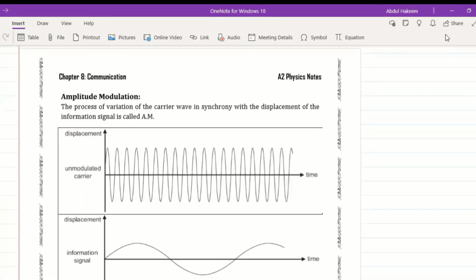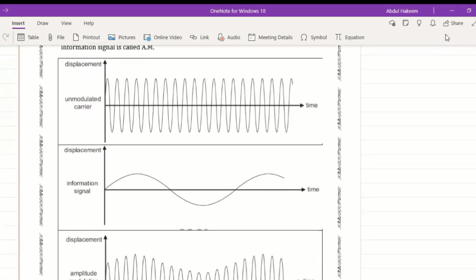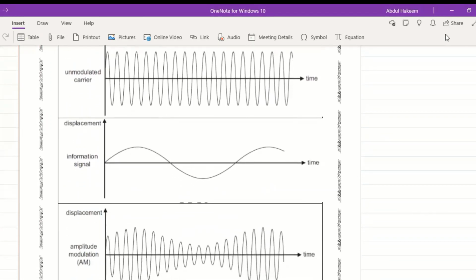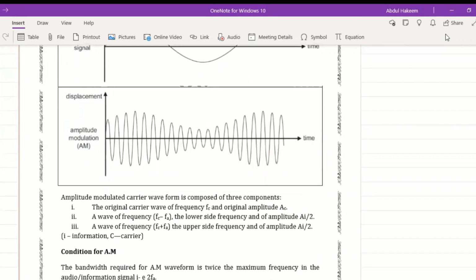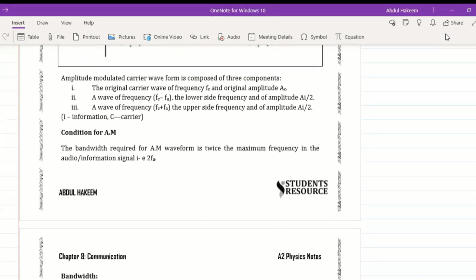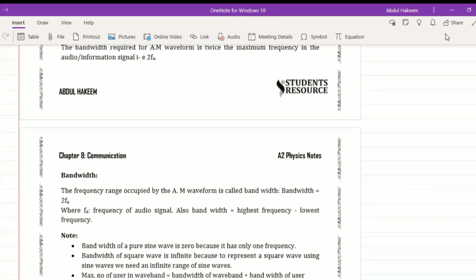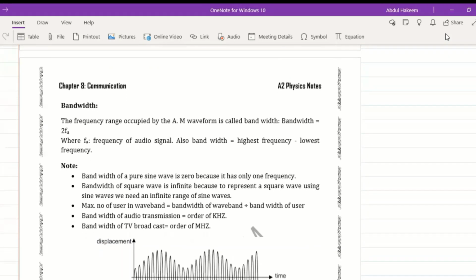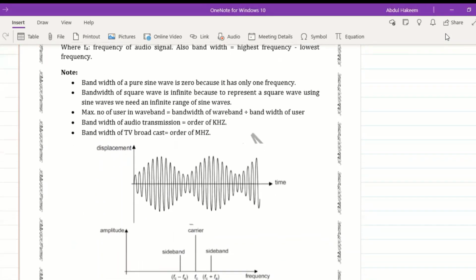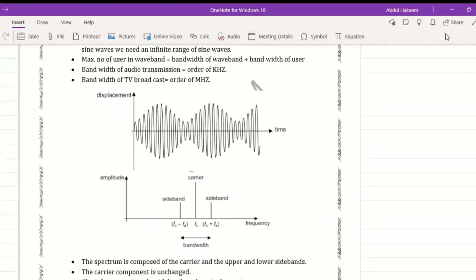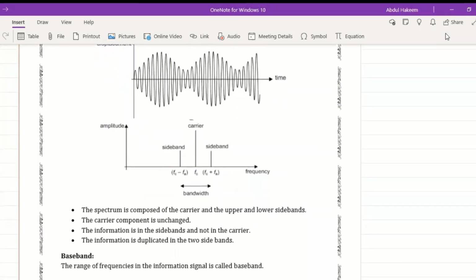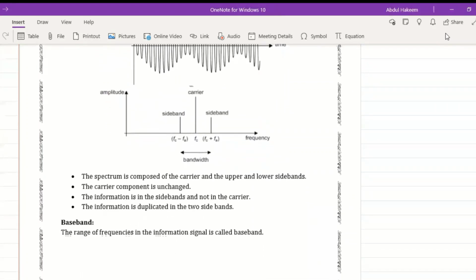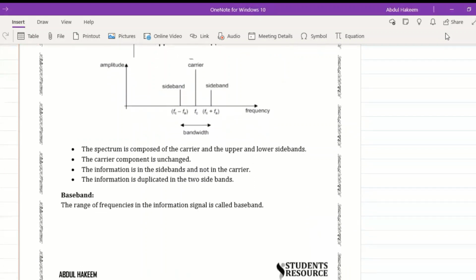So look at this amplitude modulation. Unmodulated wave, then the signal, then the modulated wave, and these are the important points for the amplitude modulation. Then the conditions for the modulation, and then bandwidth, and then important notes, then again the graph, and this is the amplitude frequency. So the band, sideband, carrier band, and lower sideband, upper sideband, and the frequency difference is called the bandwidth.